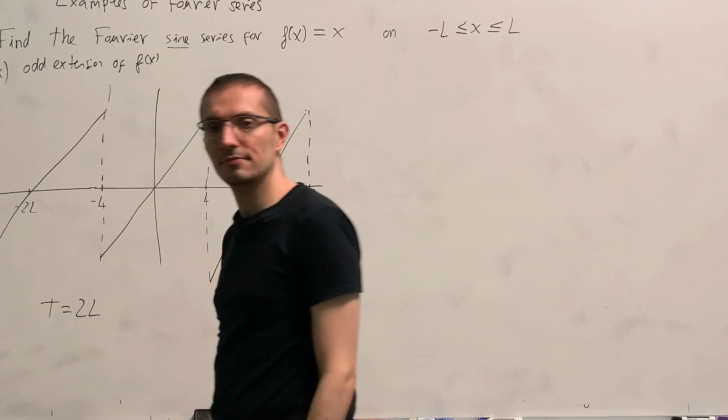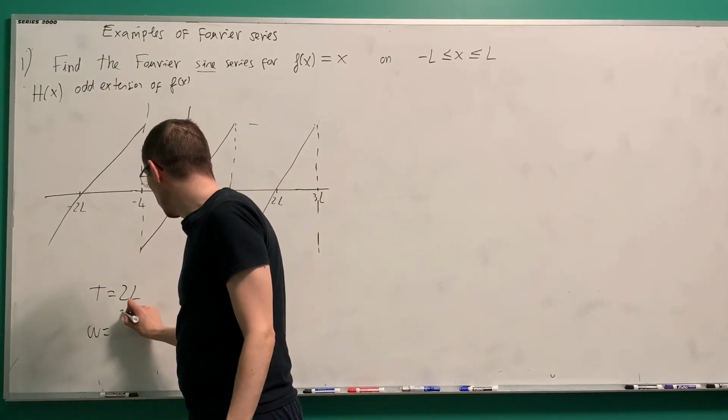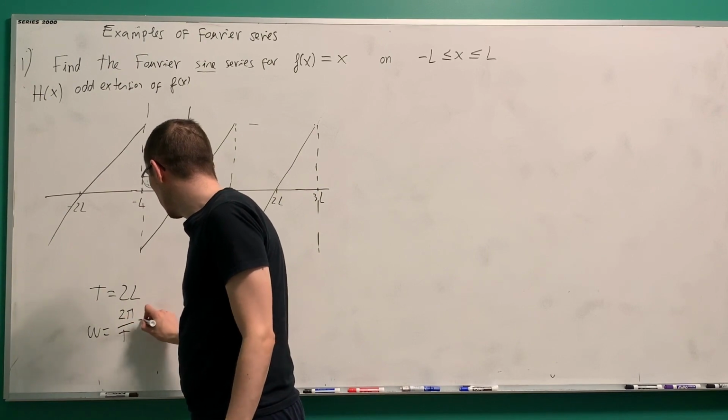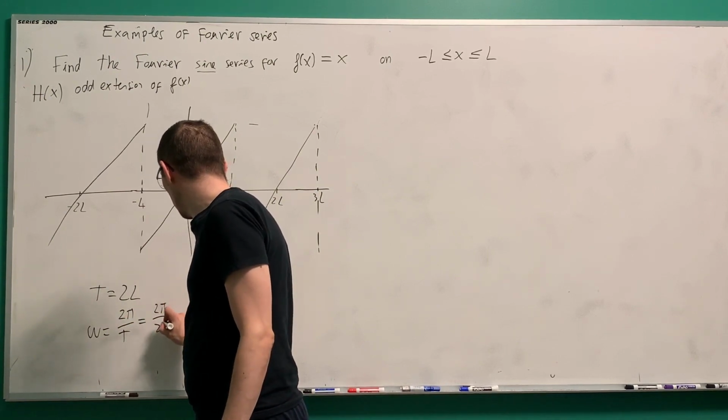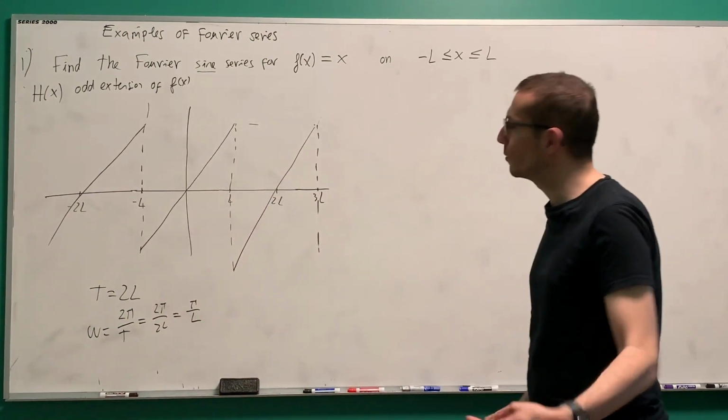All right, back to the video. Okay, and then omega, the frequency, which is 2 pi over the period, is 2 pi over 2L, so pi over L. All right, wonderful.